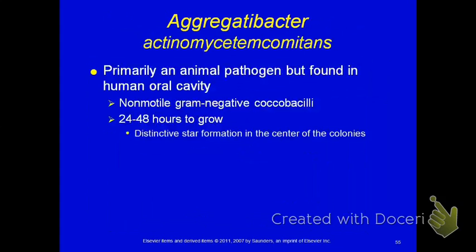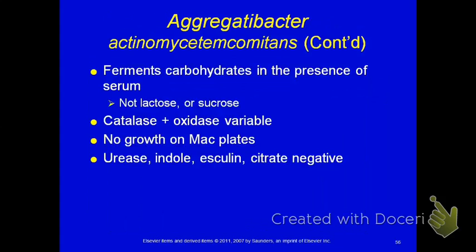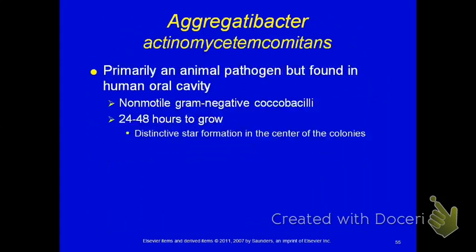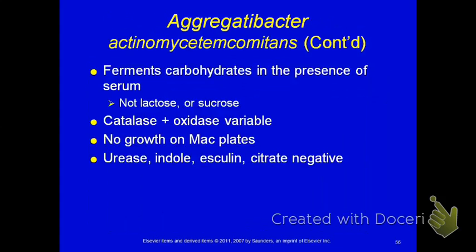Then Aggregatibacter actinomycetemcomitans. Primarily, this is an animal pathogen, but could be isolated from the oral cavity of humans. Non-motile gram-negative coccobacilli, it would take at least 24 to 48 hours before you are able to see the distinctive star formation in the center of the colonies. Okay, I hope you could Google image search this very interesting distinctive star formation in the center of the colonies.